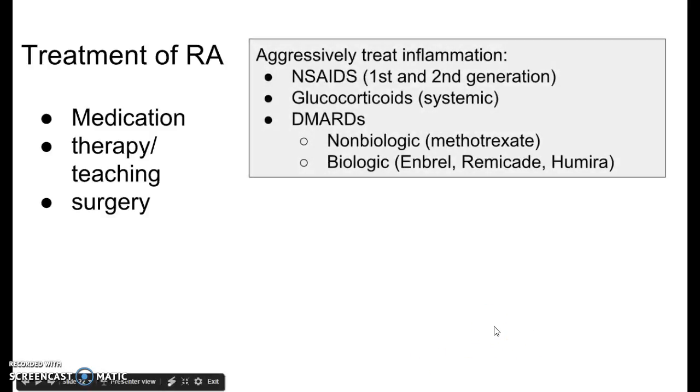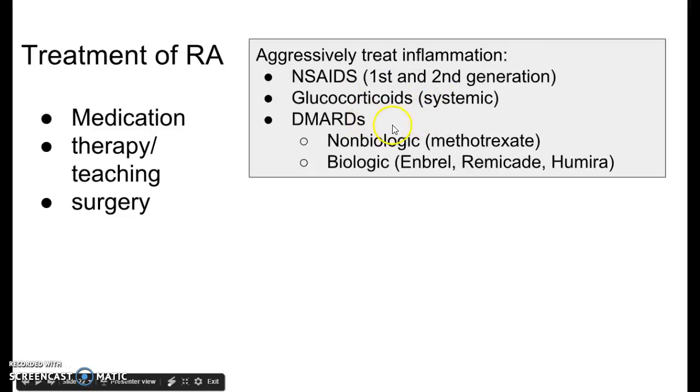So medication. NSAIDs, first and second generation. We had those with osteoarthritis, right? Non-steroidal anti-inflammatory drugs. This is your Aleve, ibuprofen, those type of things. They can cause stomach upset, can cause some bleeding disorders. But again, they're usually over the counter and they can be used to treat both osteo and rheumatoid arthritis. So here's where our difference is.